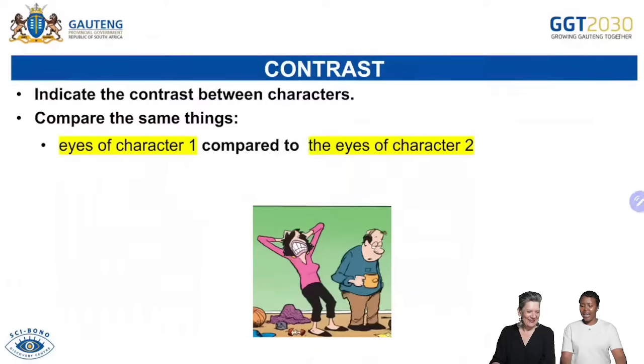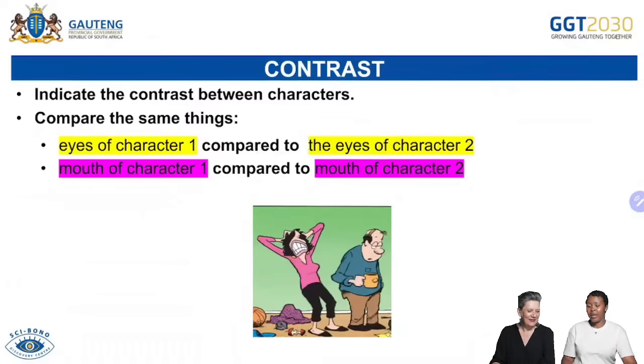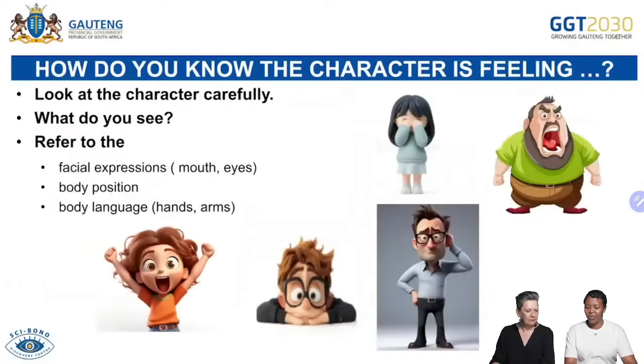Right? Now, eyes of a character, we've spoken about it. Mouth of character 1 compared to mouth of character 2. Action of character 1 compared to action of character 2. Now we move to how do you know how the character is feeling? This is a question that you might find as well, where the question is, how do you know a character is feeling angry, surprised, sad, whatever? And you have to give us a visual clue. It will be quite specific to say a visual clue.